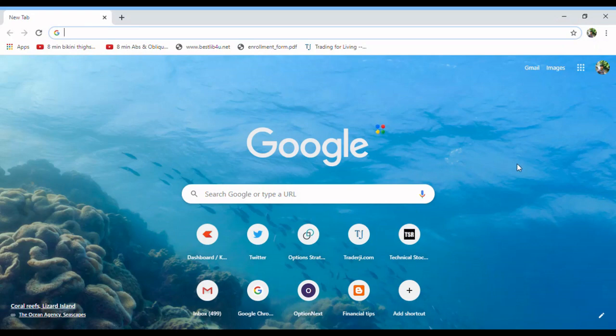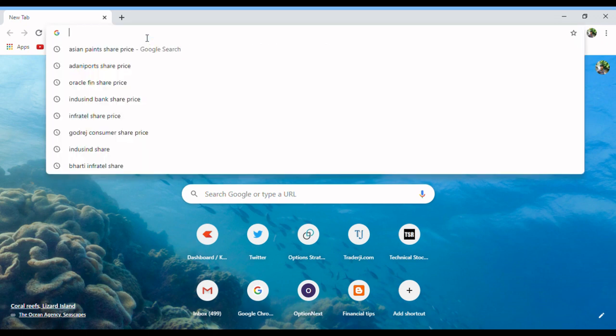Today we'll look at how to find stocks for intraday trading. Here we'll find a stock for every 1 hour. Let me show a method to filter out stocks for intraday purposes.